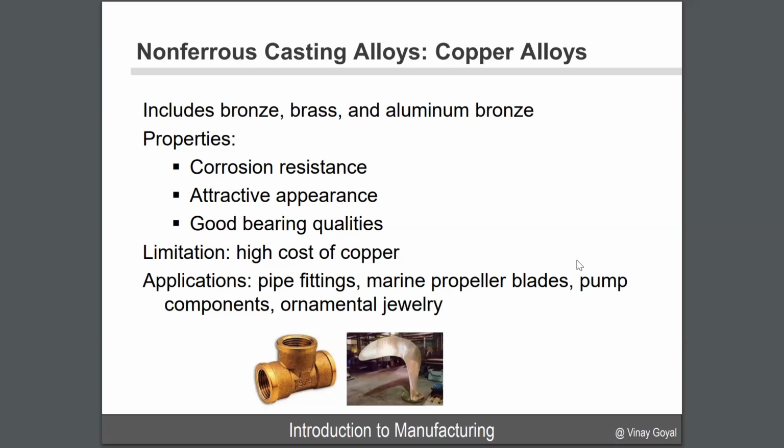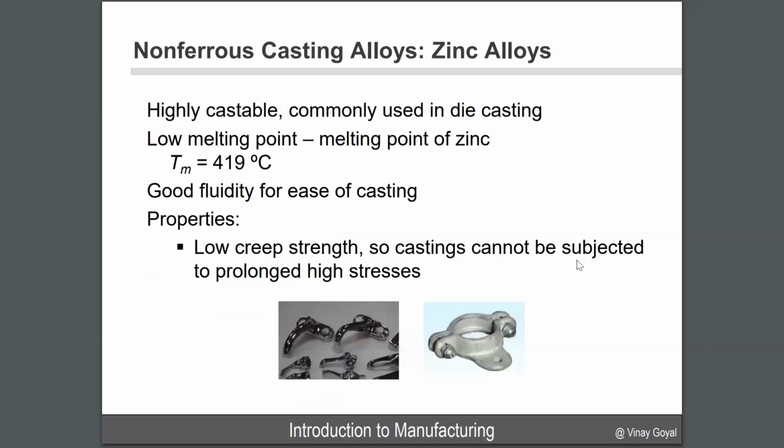Copper alloys have great bearing properties too. And so you'll see them in pipe fittings in homes. You will see them used in marine propellers, pump components, and even jewelry, because they're a great material for corrosion resistance. Zinc alloys, very castable. You'll use it in die casting, very low melting temperature, makes it easy, it's viscous, easy to be malleable. However, the properties of these materials, they have low creep strength. And so castings cannot be subjected to prolonged high stress environments.